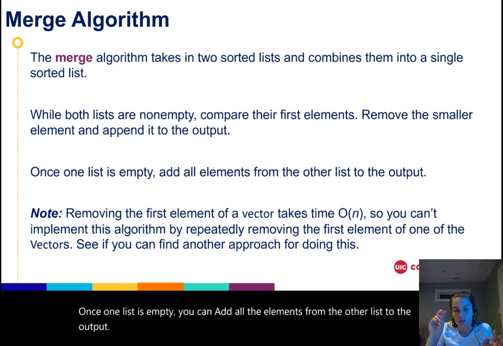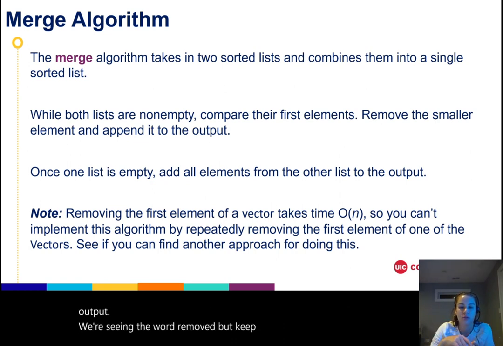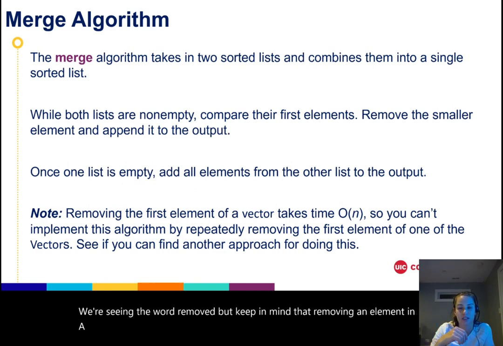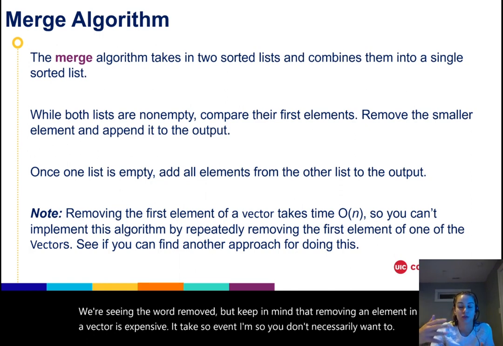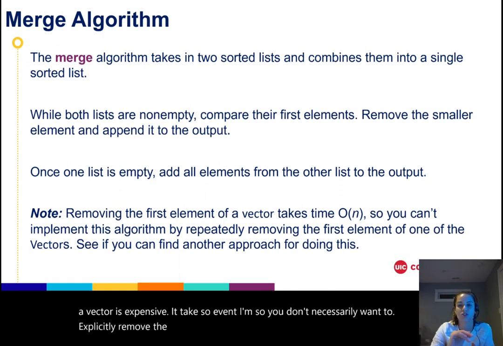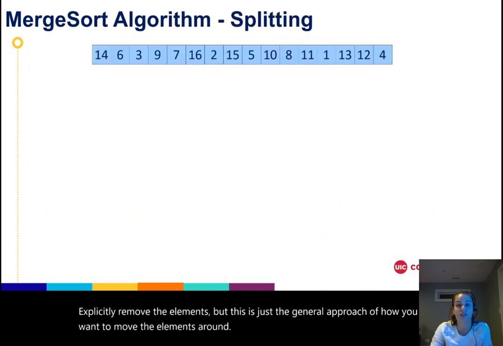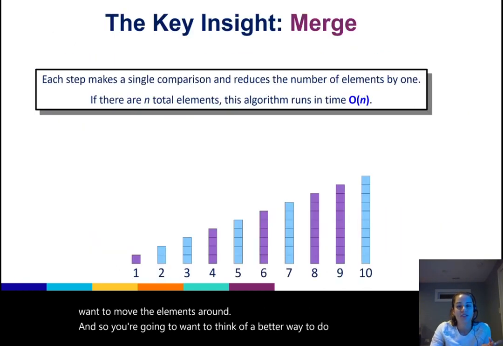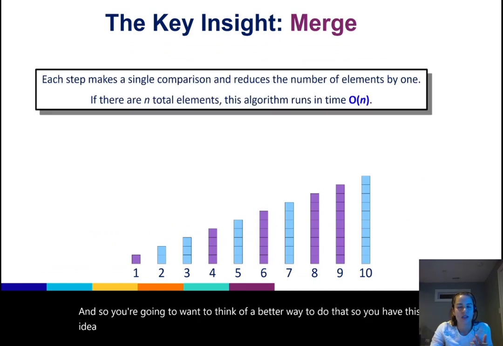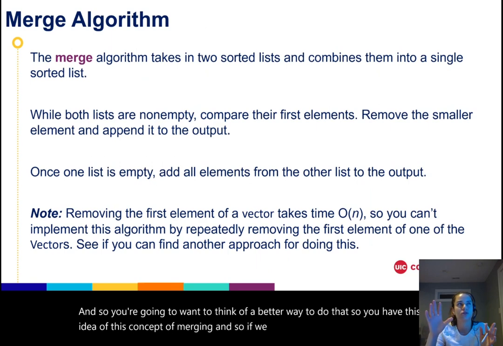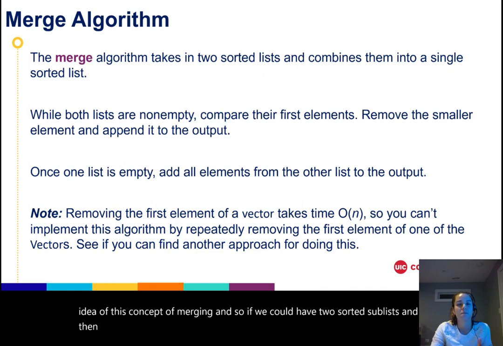Now, we're saying the word remove, but keep in mind that removing an element in a vector is expensive. It takes O of n time. So you don't necessarily want to explicitly remove the elements, but this is just the general approach of how you want to move the elements around. And so you're going to want to think of a better way to do that. So you have this concept of merging, and so if we could have 2 sorted sublists and then merge them together, this is kind of coming together as a nice algorithm.